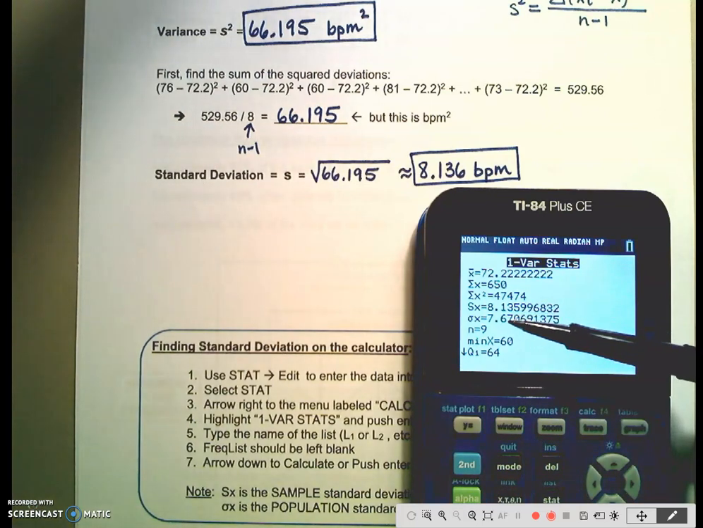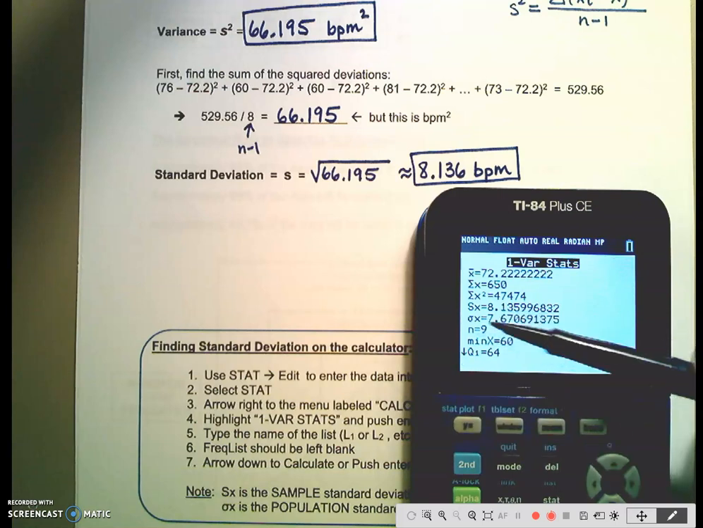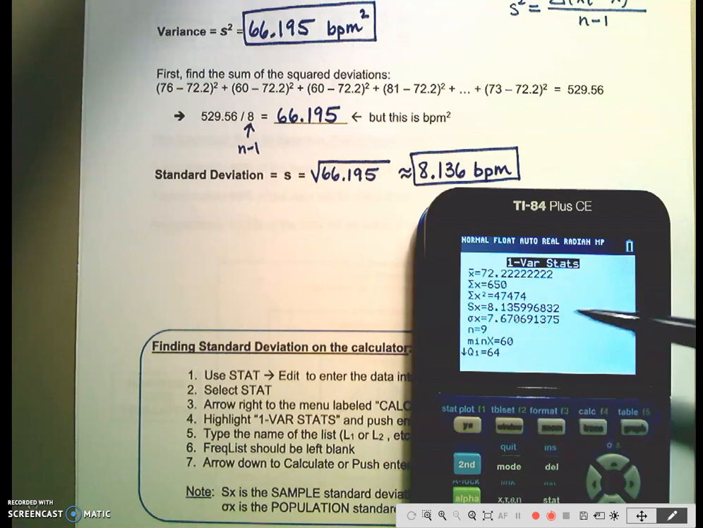Sigma, that's assuming that these 9 people were the entire population. If you knew they were the population, there's a slight small difference in the formulas. And so you would use sigma x instead. But 9 times out of 10, y'all are going to look at SX.